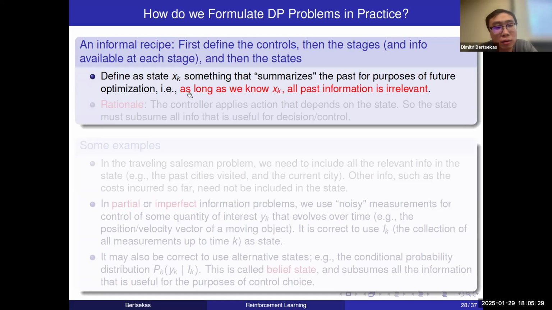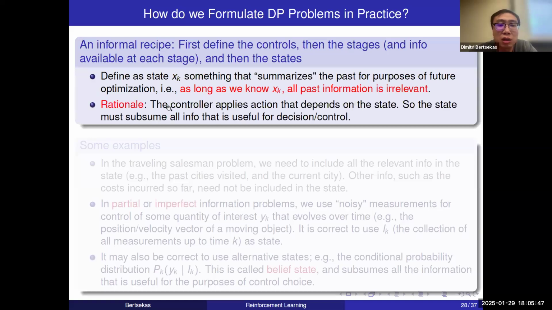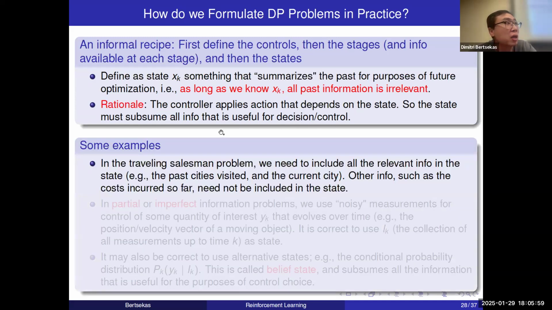In mathematical literature, this is typically called the Markovian property. Essentially, all the past information can be forgotten once you have this information available, and the rationale is that the controller applies an action that depends on the state. So the state must subsume all information that is useful for decision and control. As I alluded to earlier, there are a lot of different choices of states given the same problem.